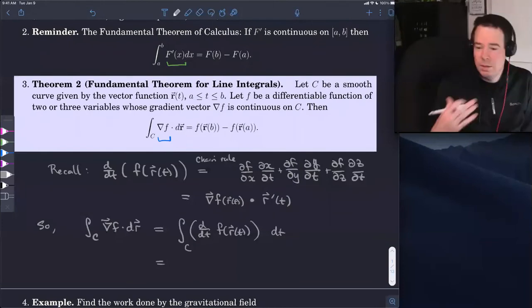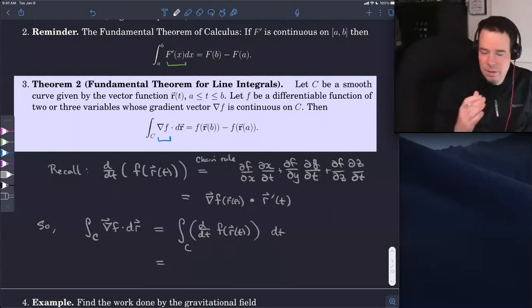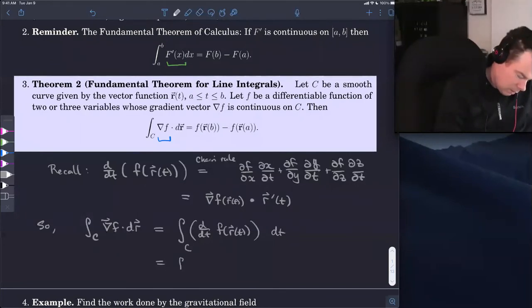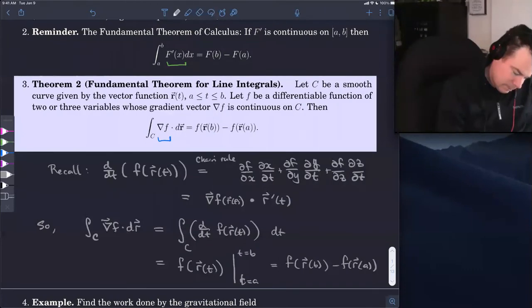And so now this is back into calculus 1. This is the integral of the derivative of something. And so by the fundamental theorem of calculus, we know that the integral is just going to be that evaluated at the values t equals a to t equals b. Or in other words, it's f of r of b minus f of r of a. And so that's the proof of this result.